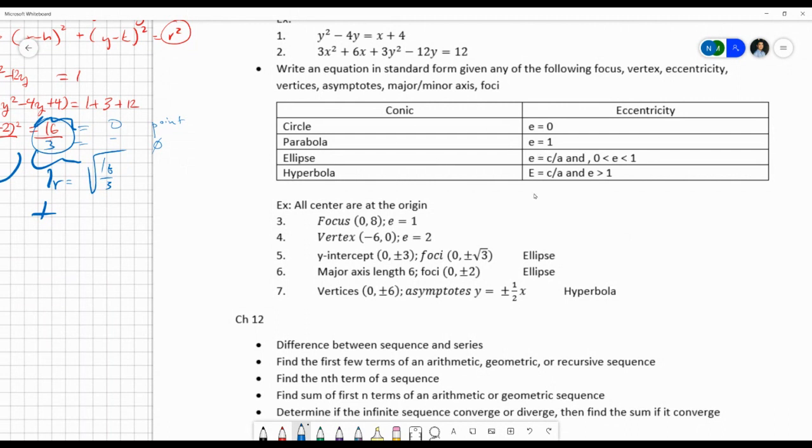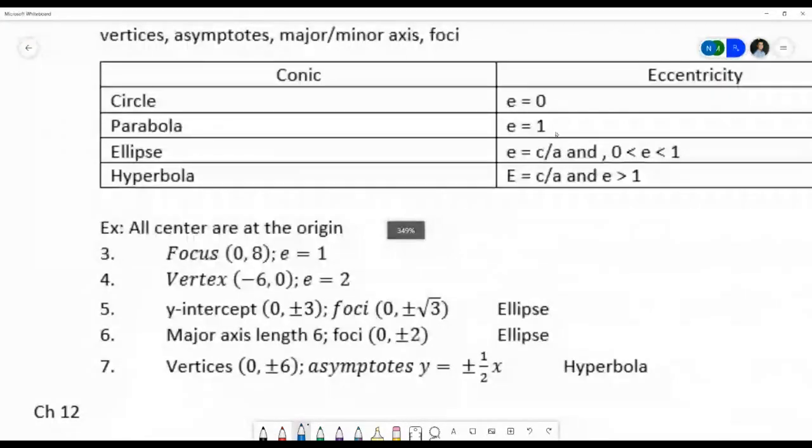Well, eccentricity is just a relationship between C and A. That's pretty much it. If you take C divided by A, that will give you eccentricity. This is another way to determine if we're going to have a circle, parabola, ellipse, or hyperbola. If the eccentricity is 0, then you know we're going to have a circle. If it's 1, we have a parabola. But if it's anything else, it could be an ellipse or a hyperbola. Pretty much it.